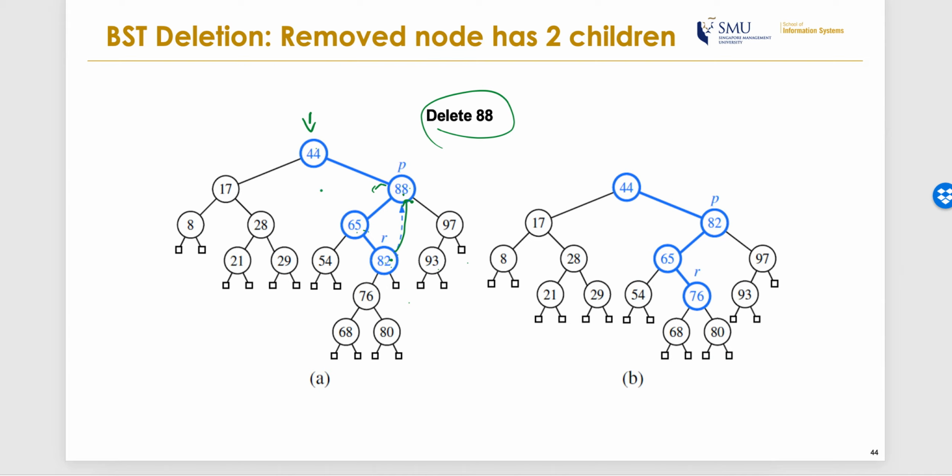So now we know for a fact that the replacement, which is the largest number on the left, cannot have a right child, which means that it has at most only one child, which is a left child, right? And so first we remove that number and then we bypass it. So 65, which is the grandparent, can go directly to 76 now. And then we are going to transplant 82 where 88 was. If we do that, then we will get the tree on the right hand side here, which is the result after.